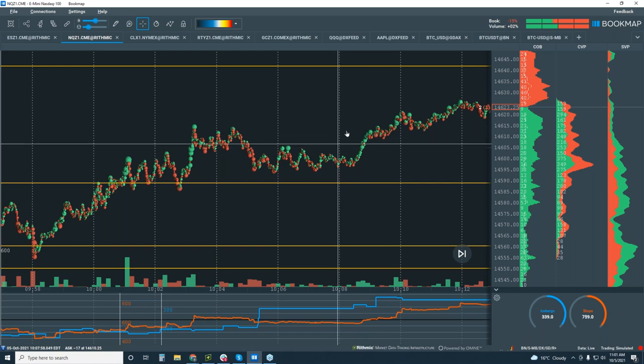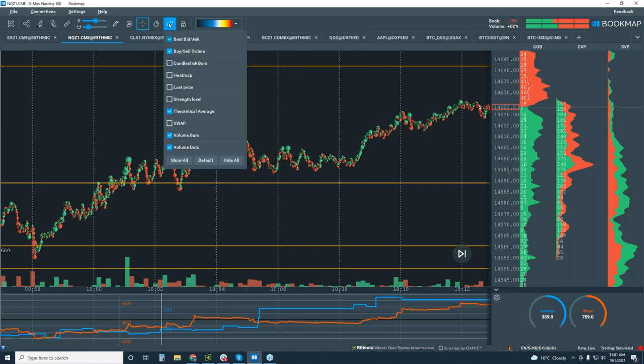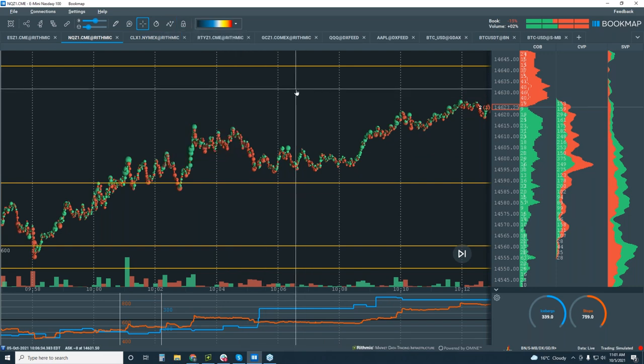All right, now we understand volume within the context of the structure. But now we're still not looking at the full picture here. And this is really a problem that footprint traders, market profile, volume profile traders, candlestick traders, they don't have the full picture. This is where Bookmap lends a very nice edge.